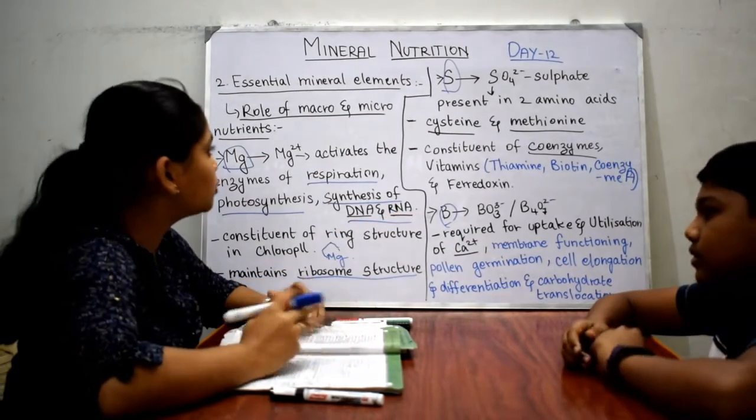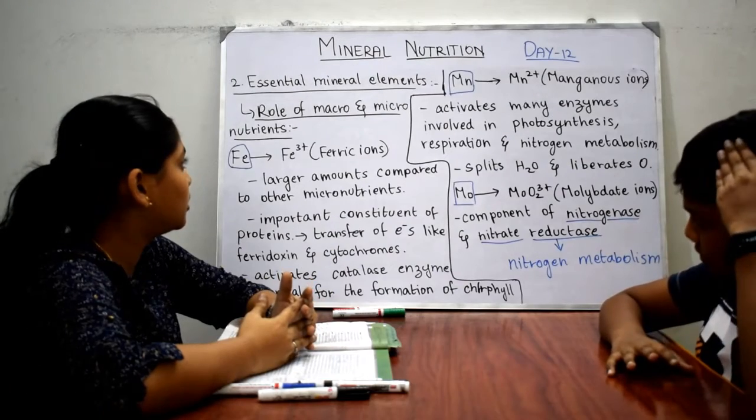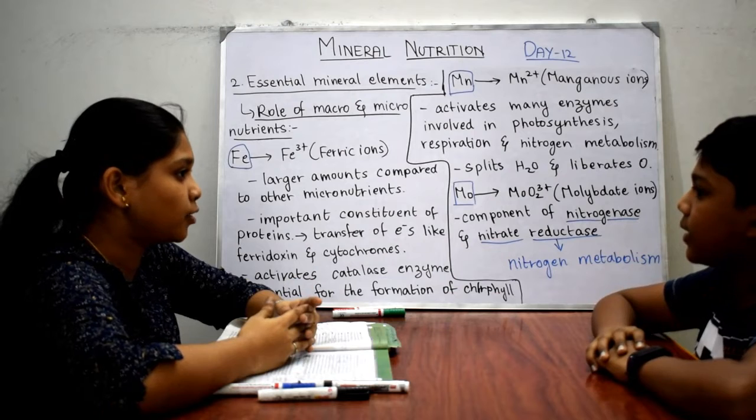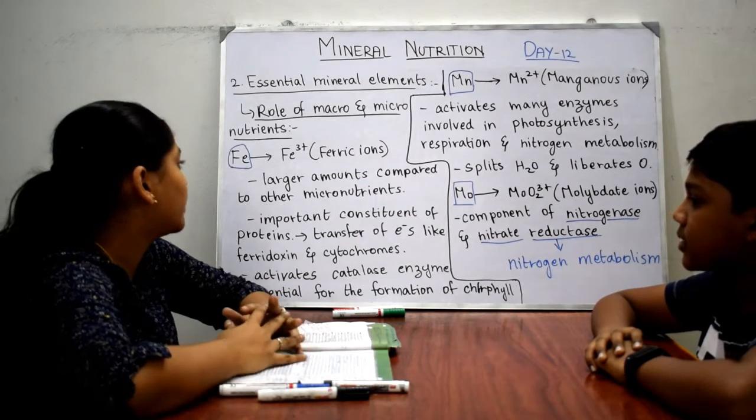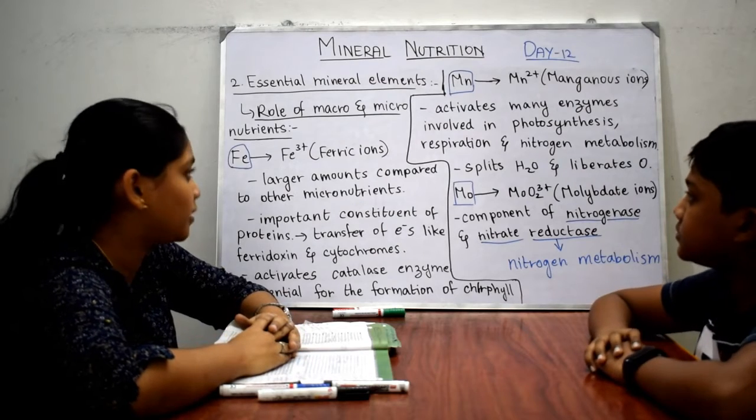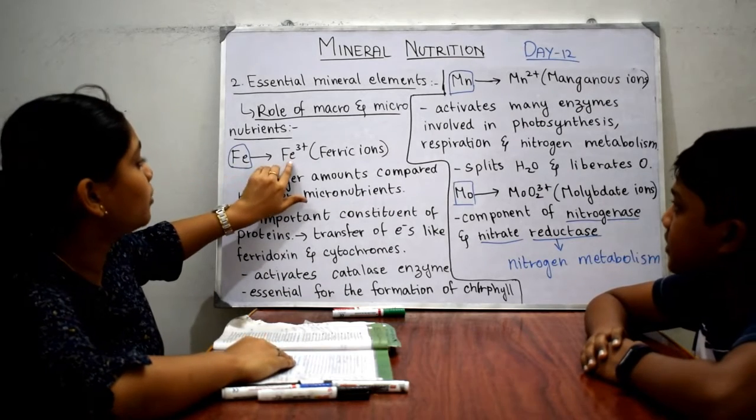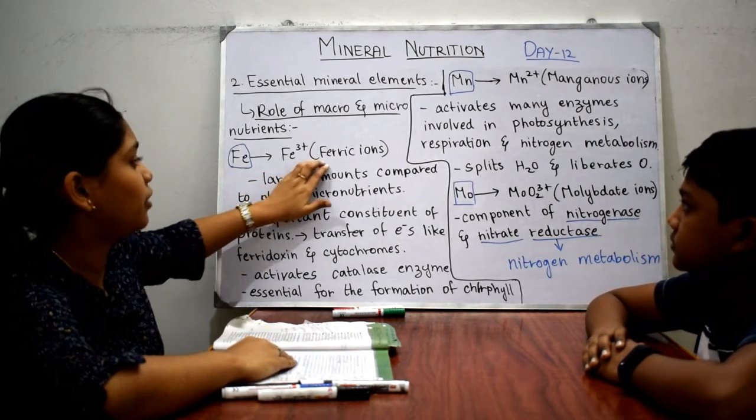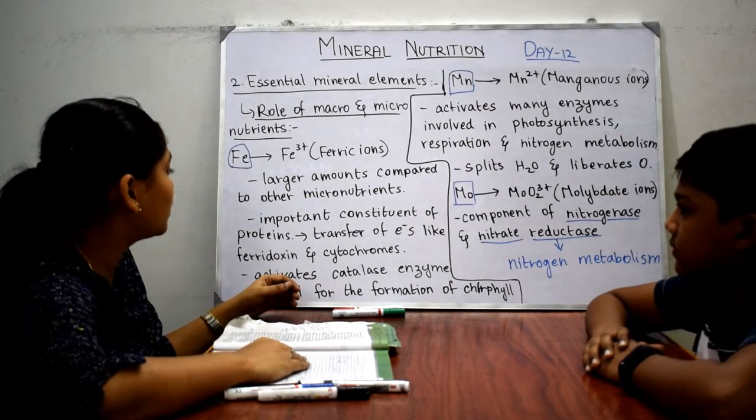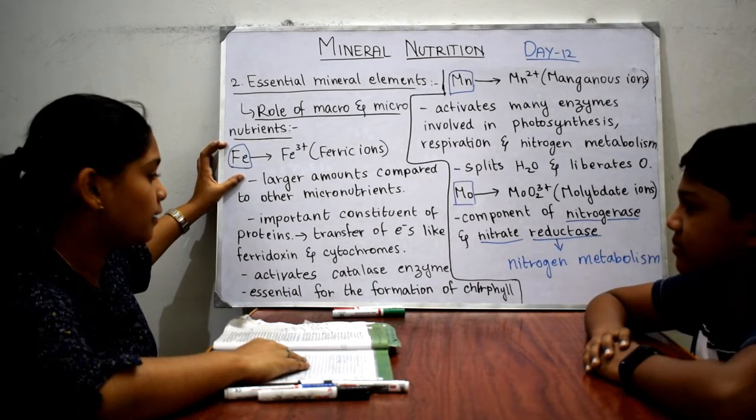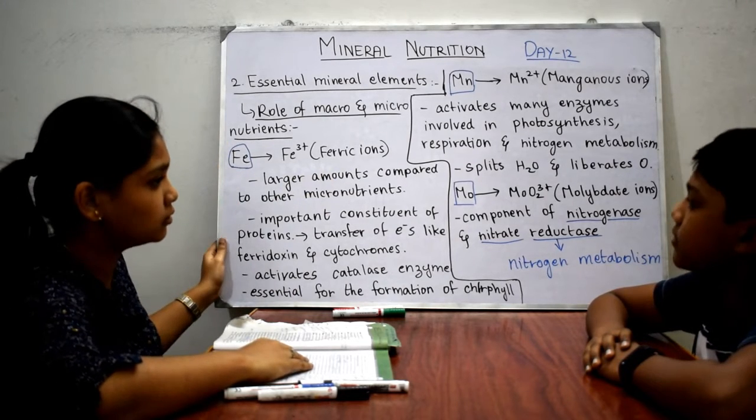Next we will see some more roles of other elements. Now we are going to see the other 3 elements and what role they perform in plants. First we are seeing iron. Iron is Fe, absorbed as Fe3+, which is the ferric ion. This iron is required in larger amounts compared to other micronutrients.